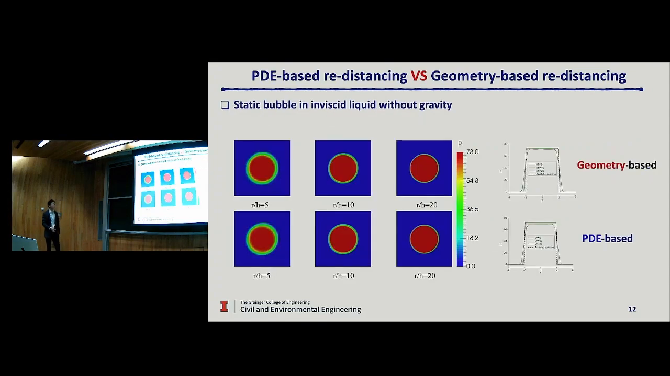Here we did a refinement study for this problem using both PDE-based redistancing and geometric-based redistancing. This is the pressure field. You can see that both of them are converging, and you couldn't see any difference. I would say the performance for those two approaches is equivalent. Both of them are converging and they deliver very good results.